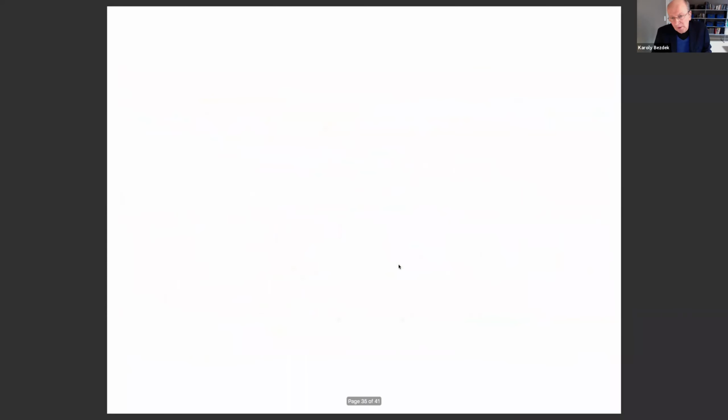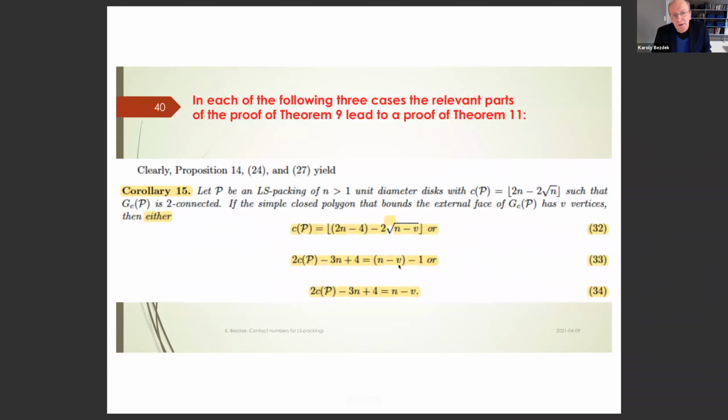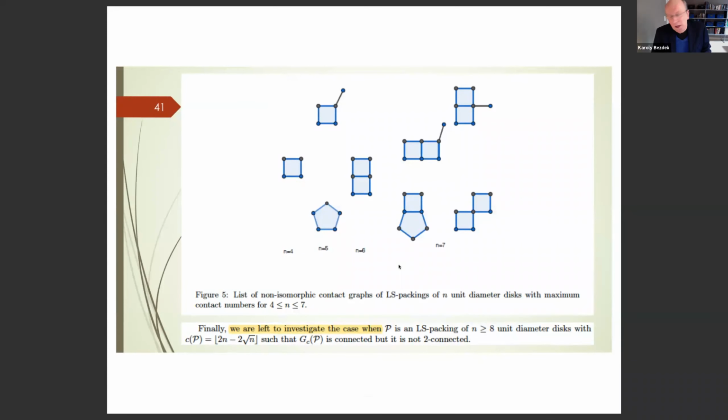So I'm skipping that part completely, and although there is a lot to say about the two-dimensional case as well, I will not do that. So I stop here. Thank you. Thank you very much.